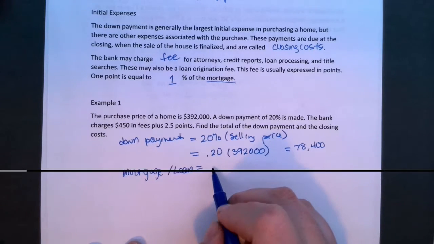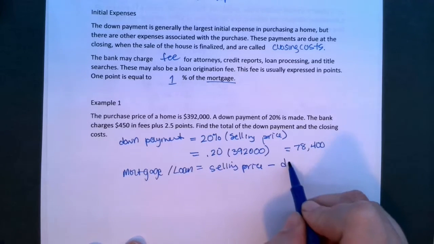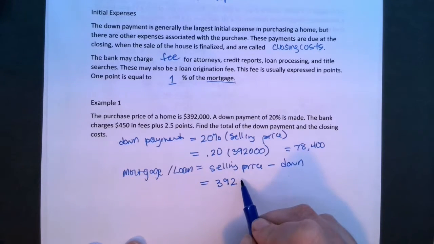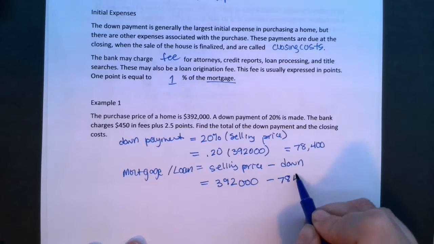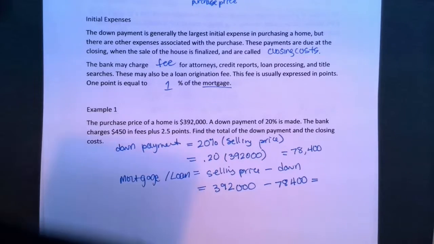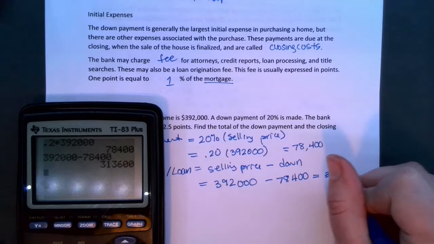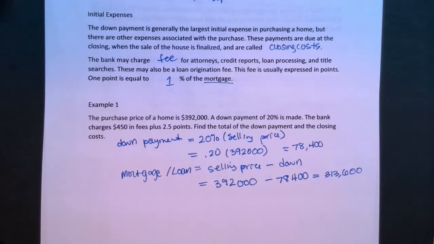So that's going to be our selling price minus what we put down. So our selling price is $392,000. And then our down payment was $78,400. So that means that our mortgage is $313,600. And now we can find the points.